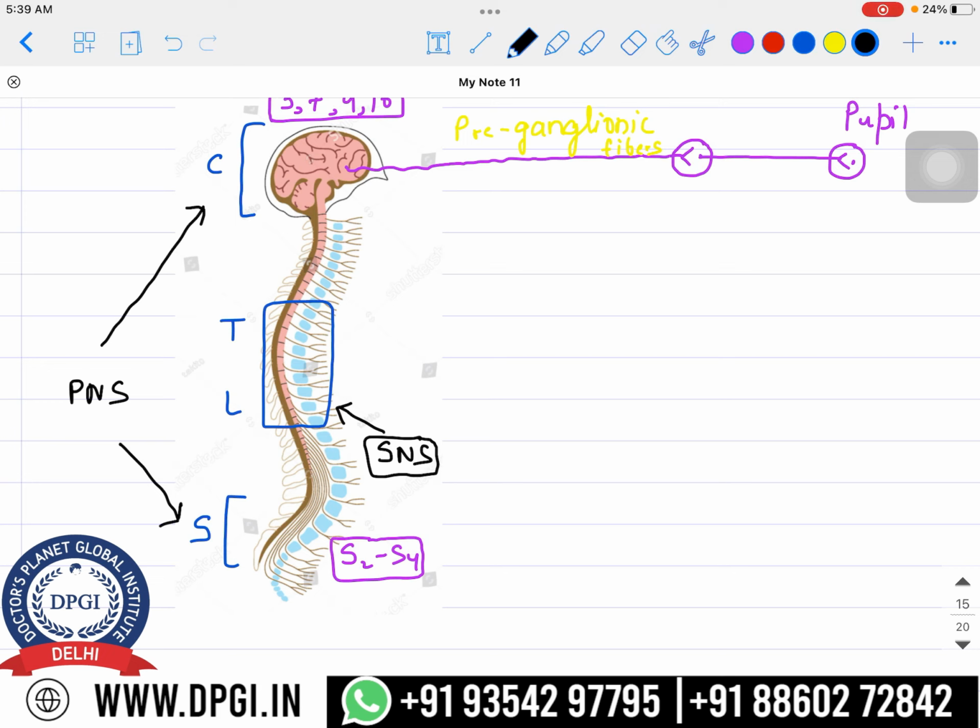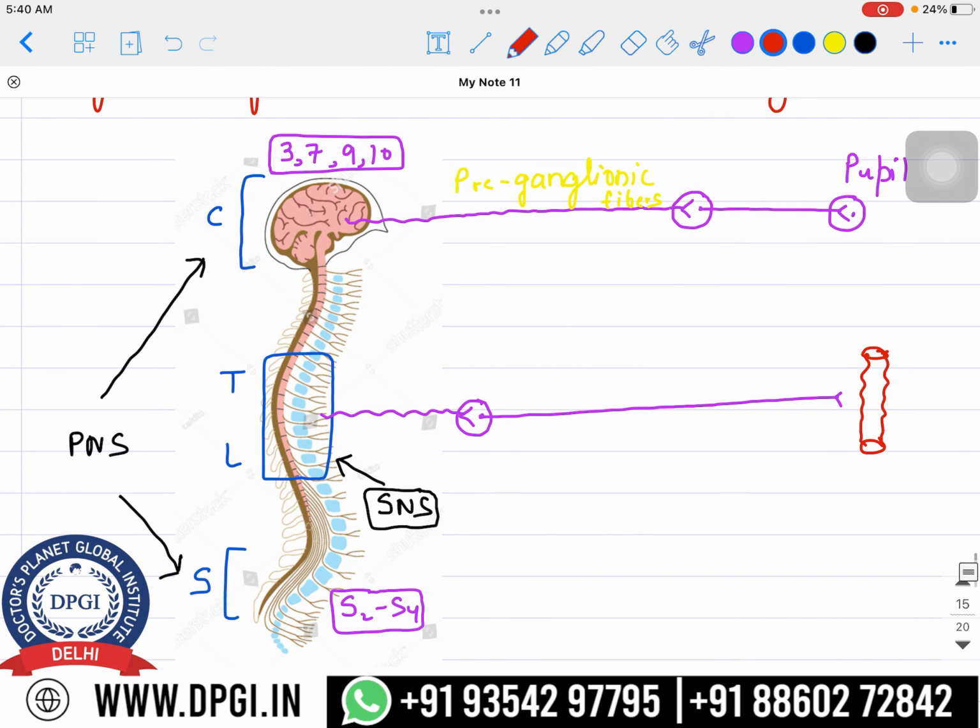Now let's say the ganglions also appear from this region. This is the ganglion over here. Before the ganglion the fibers will be called preganglionic fibers, and after the ganglion they will be called postganglionic fibers. Here also they are ending in a particular organ. Let's say this is the blood vessel over here, and they are ending there.